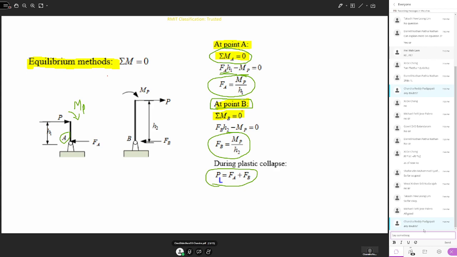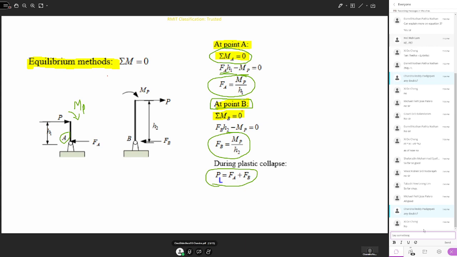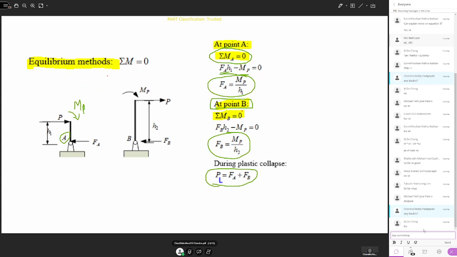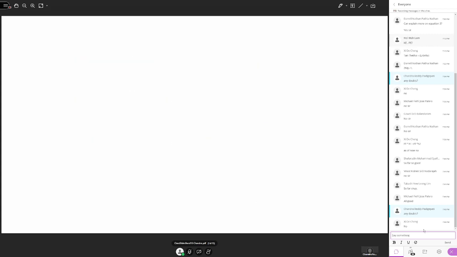All right, so you can complete the working. Then here also you can complete the working, and you can show the final plastic load by both the methods will be the same.